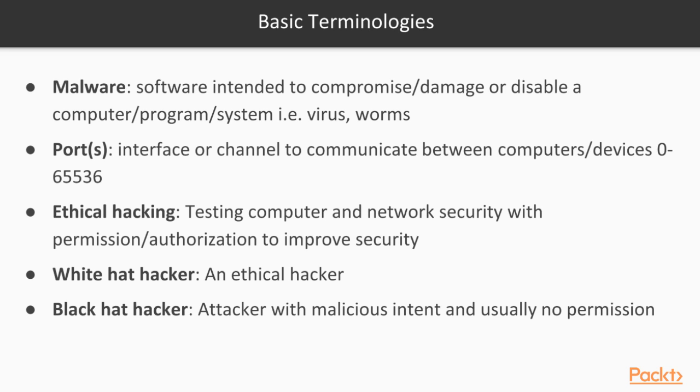Ethical hacking can be defined as testing computer and network security with permission and authorization to improve security of that system or network. A white hat hacker is an ethical hacker. A black hat hacker is an attacker with malicious intent and usually does not have permission to breach a system or a computer or a network.